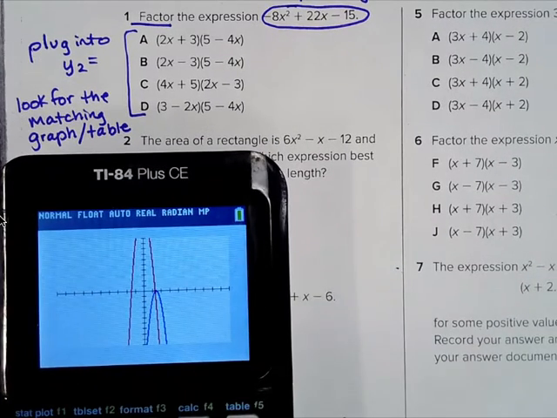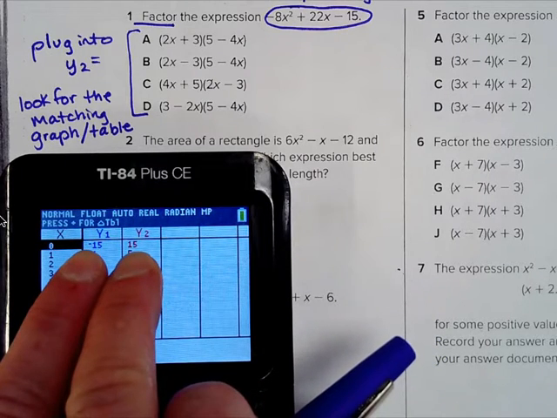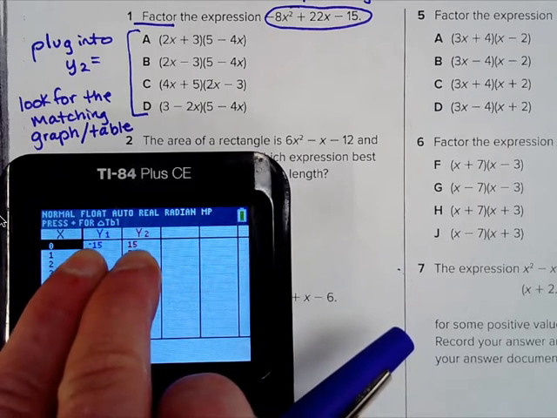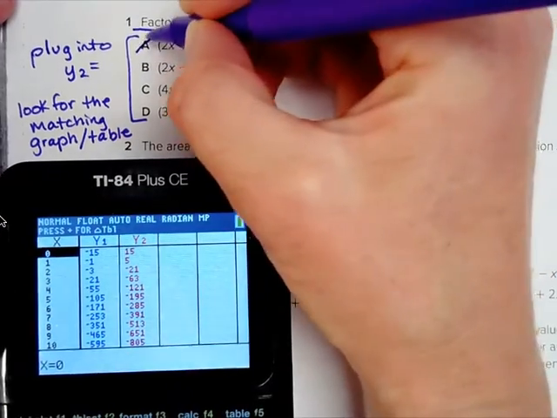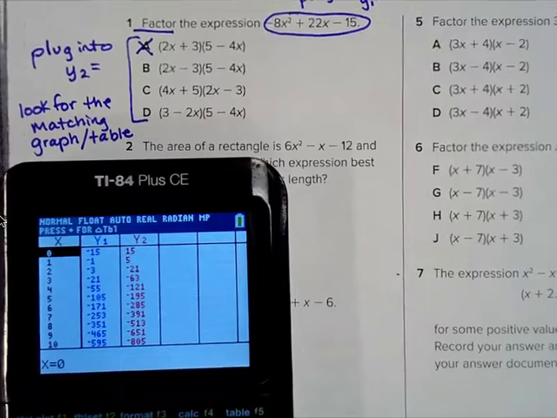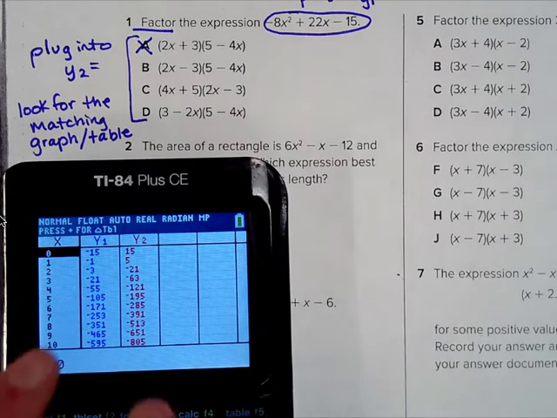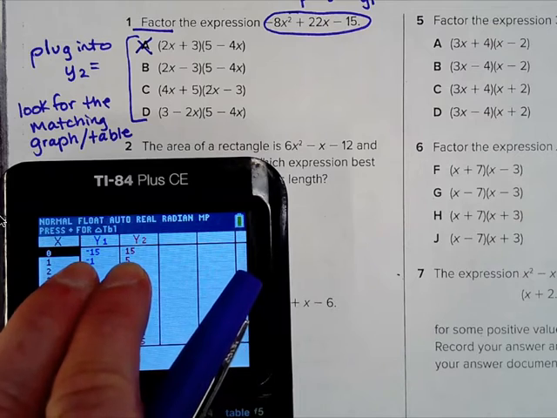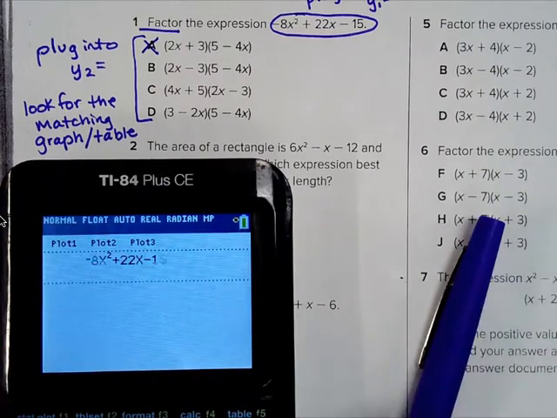You can also tell on the table. If you look at the table, you're looking for your y1 and your y2 to be the same. If they are not the same, then that is not the factor. So you can mark off A. They don't look the same, and they don't have the same y1, y2. Your y1 should equal y2 if they are equivalent.